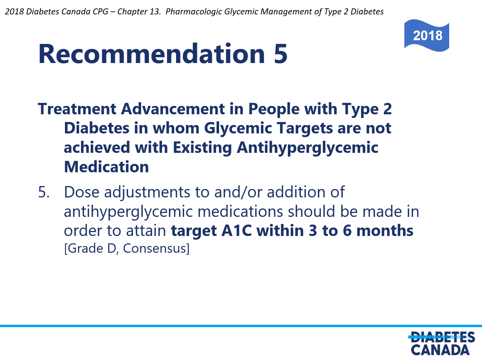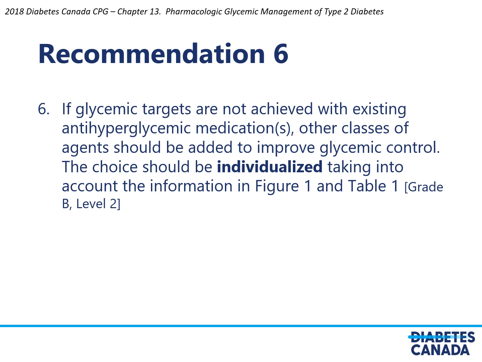Recommendation 5 is dose adjustments to and/or addition of antihyperglycemic medications should be made in order to attain target A1C within 3 to 6 months. Recommendation 6, if glycemic targets are not achieved with existing antihyperglycemic medications, other classes of agents should be added to improve glycemic control. The choice should be individualized, taking into account the information in the figures and tables contained in the chapter.